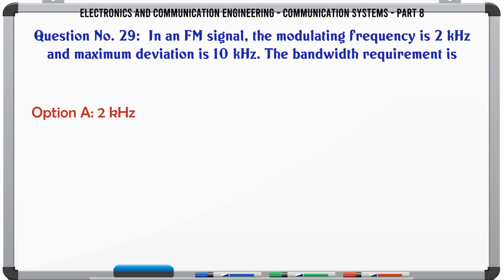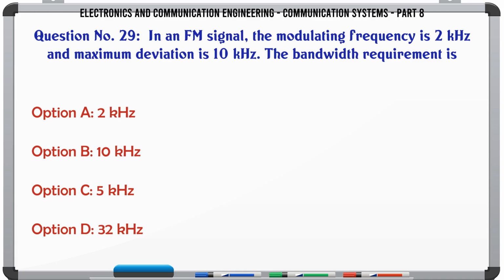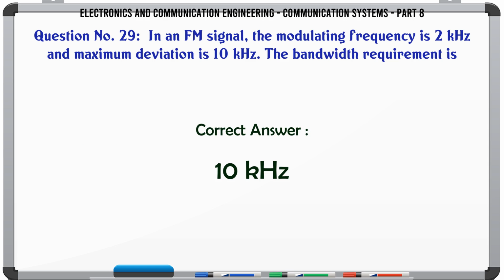In an FM signal, the modulating frequency is 2 kHz and maximum deviation is 10 kHz. The bandwidth requirement is A. 2 kHz, B. 10 kHz, C. 5 kHz, D. 32 kHz. The correct answer is 10 kHz.